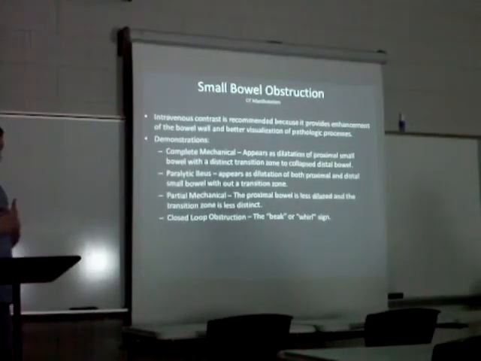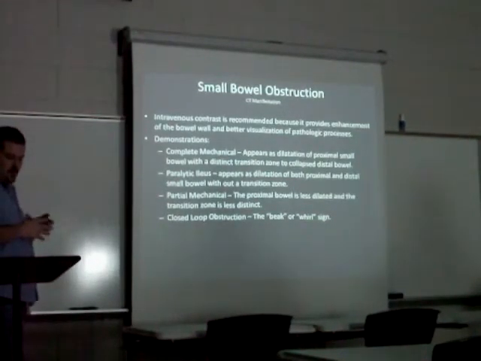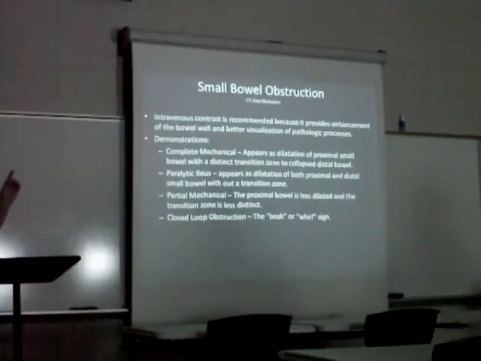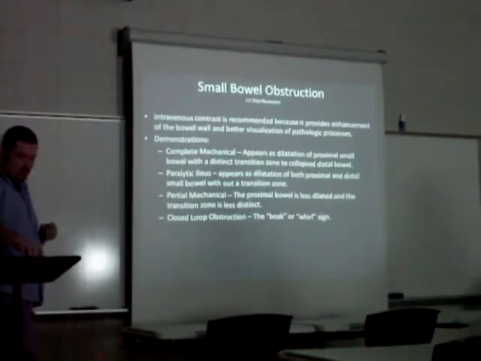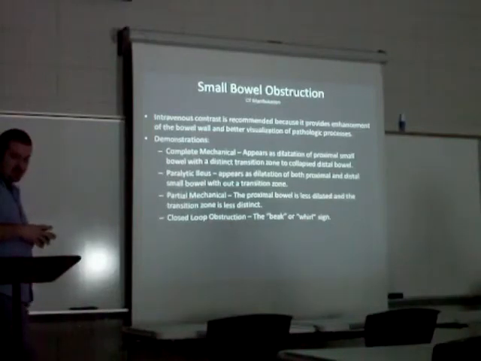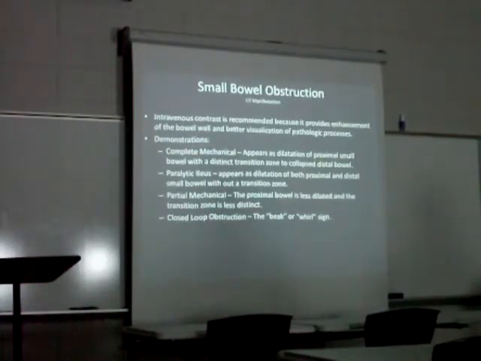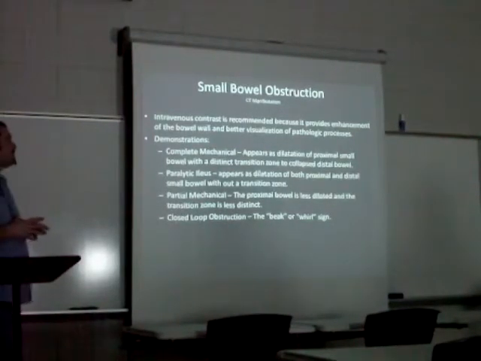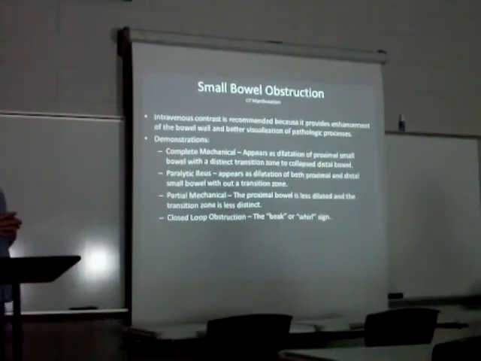A paralytic ileus appears as a dilatation of both proximal and distal small bowel without a transition zone. So the key point in a paralytic ileus is that there is not a transition zone in comparison with a complete mechanical obstruction. A partial mechanical obstruction simply means that proximal bowel is less dilated and the transition zone is less distinct. And a closed loop obstruction, you look for the beak or whorl sign.